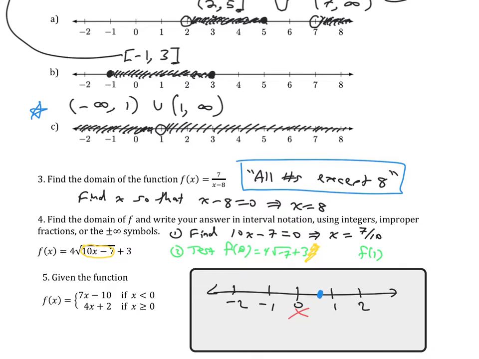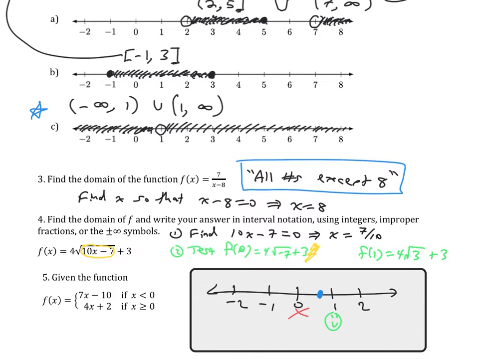If I calculate f of 1 on the other hand, then in my calculator I'd be putting 4 times the square root, and again look at the yellow circled stuff. When x is 1, this is 10 times 1 minus 7, which is 3. So 4 times the square root of 3 plus 3. And I don't know what that is offhand. Square root of 3 is not a nice number, but I do know that my calculator is not going to give me an error message. And so on this side of that critical value, I'm happy.